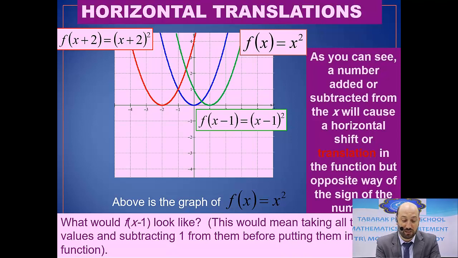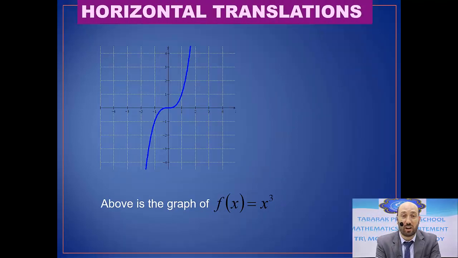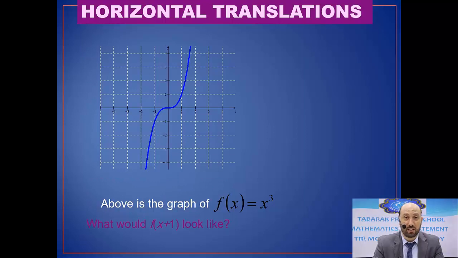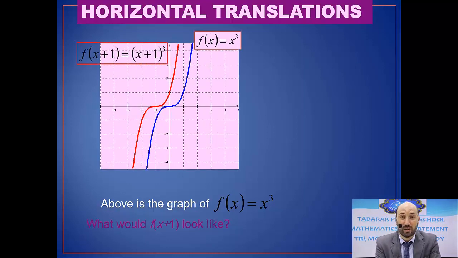Now for the horizontal translation, we have another example about the cubic function. We have to know what f(x + 1) would look like. Directly, if you have plus 1, we have to move it 1 unit to the left, the opposite direction of the sign. It would be the red one, like what we have.